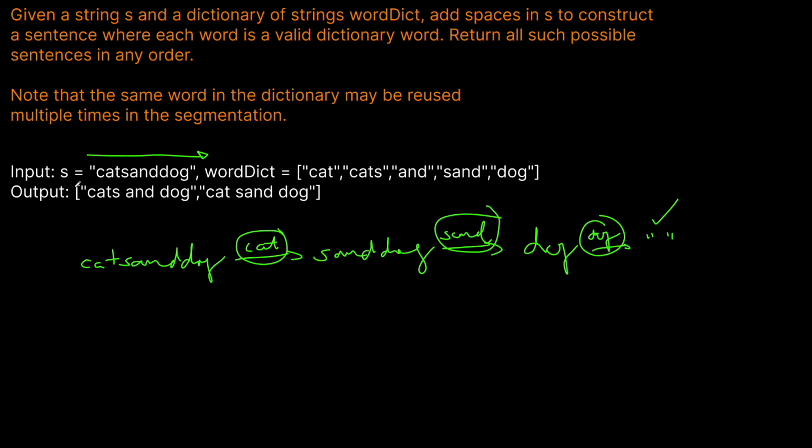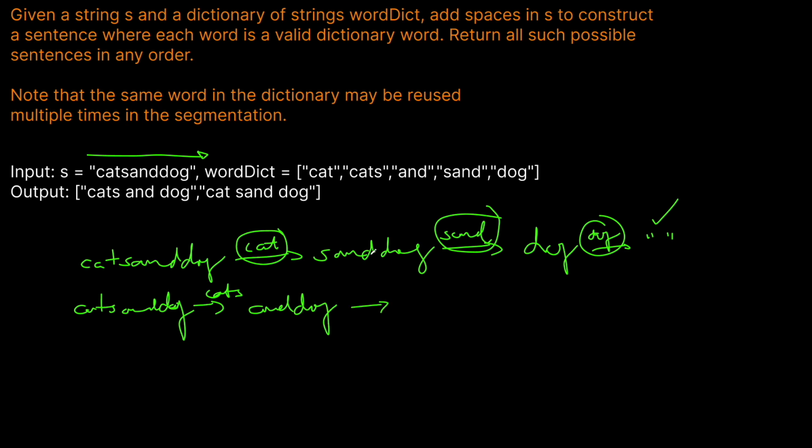Now, let's continue from the original string. So we explored that entire path completely by splitting on cat. But remember, there's still other things we can split on. So this word, can we split it on cats? Yes, we can. So we have our original word, catsanddog, and then we split on cats. So now we're left with anddog.